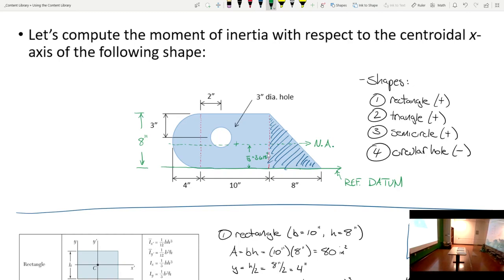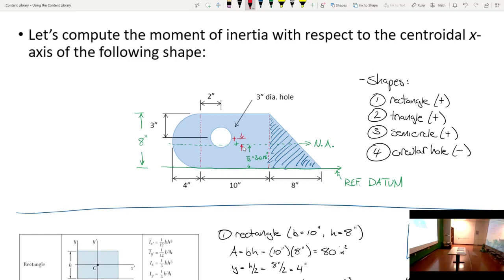So the centroid of the rectangle is probably right here. What I'm interested in is shifting that value for the moment of inertia for the rectangle up that much. And how much is that? Well, it's 4 minus that, right? From here to the red cross is 4. From here to the green cross is that. So that is just the difference of the two.